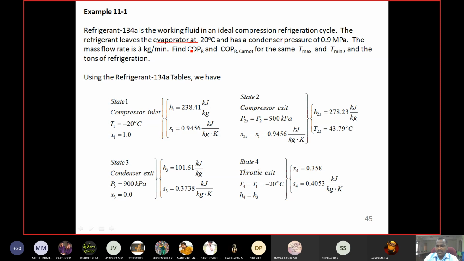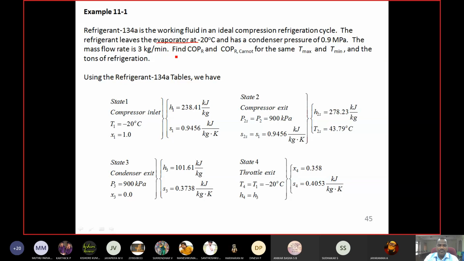So we have a temperature, and we have a pressure, then we have m dot. Then we need to find the COP of the refrigerator, and also the COP of the Carnot cycle for the same T max and T min, and the tons of refrigeration. Right, so these are the data given.